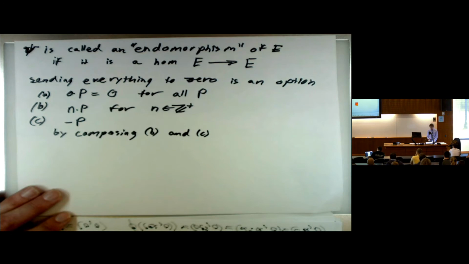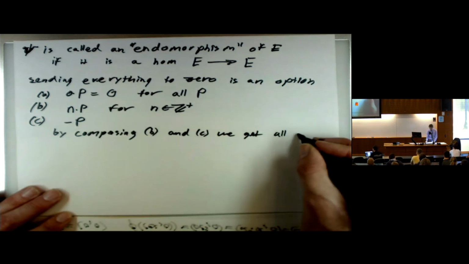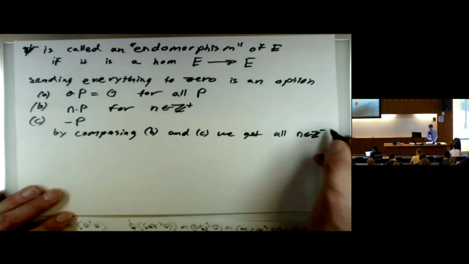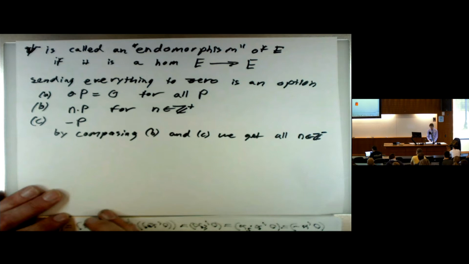By composing B and C, we get all in C. All right, all negative n. So basically, we have one endomorphism for every integer. And that's true regardless of what field we're working with.